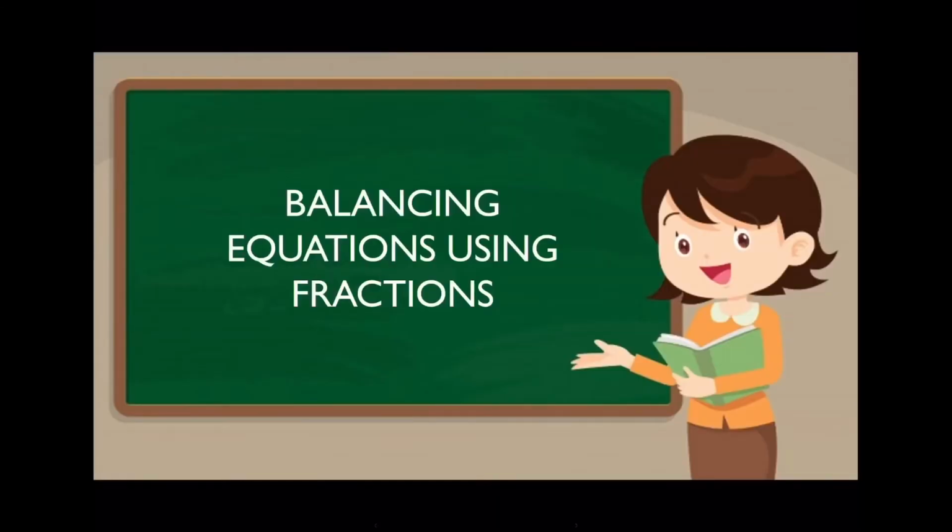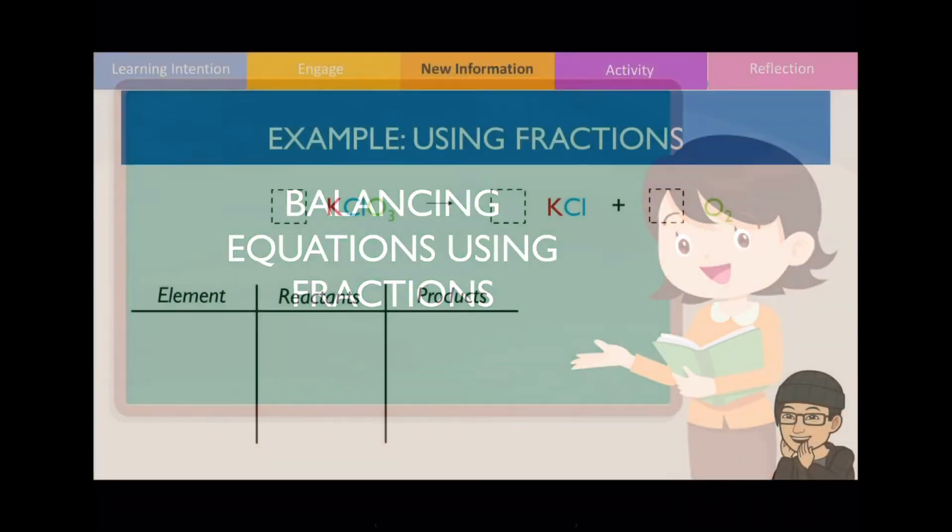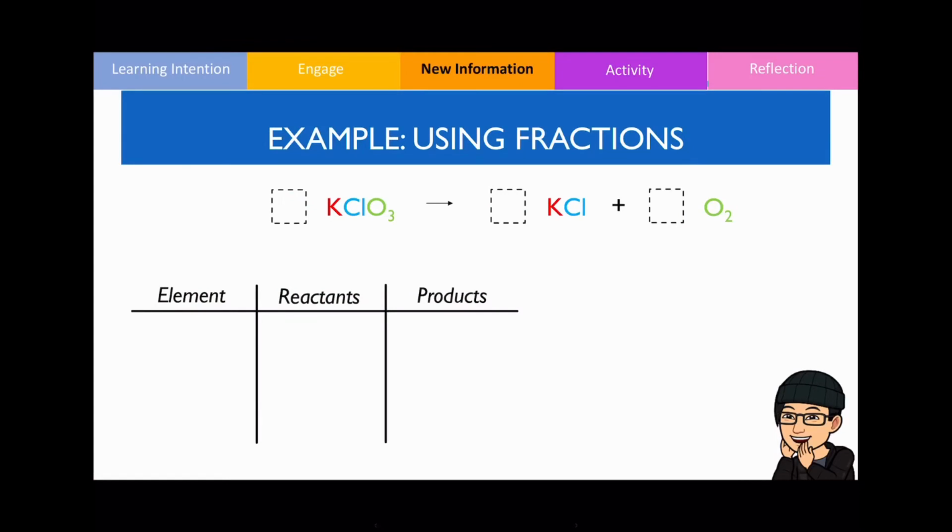So I'm now going to be showing you how you can balance chemical equations by using fractions, okay? Now, this particular chemical equation is a bit different from other chemical equations, so I want you guys to pay attention to what I'm doing. So we're still going to be doing the exact same process again, where you generate this table and list down all the elements that are present. And then again, similarly, you will count the number of atoms present in your reactants and products.